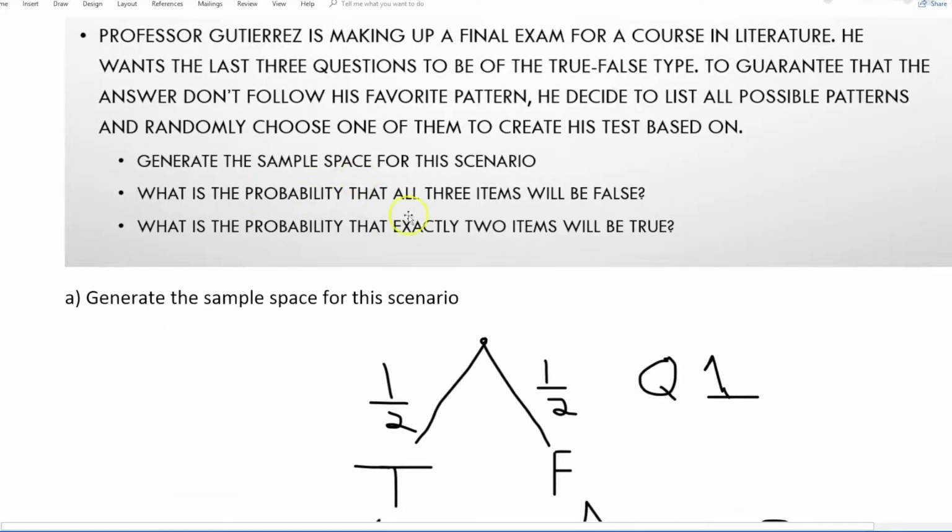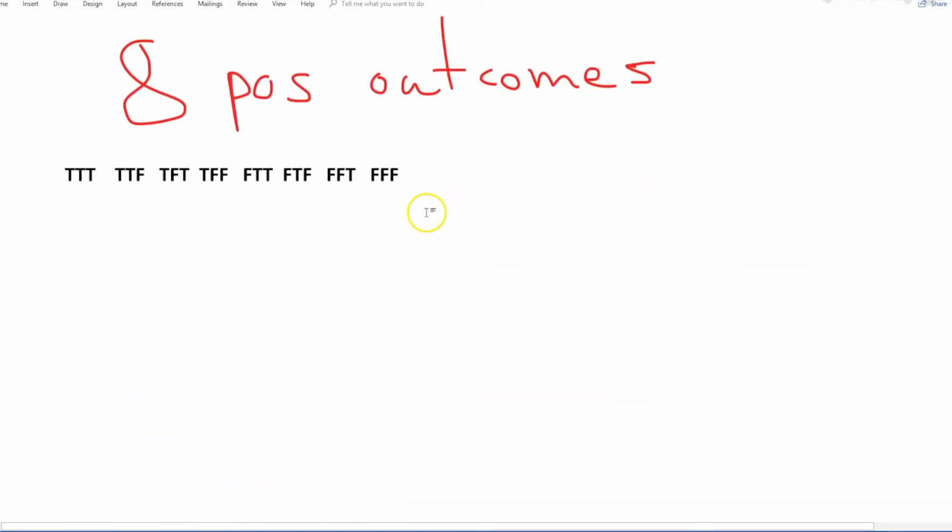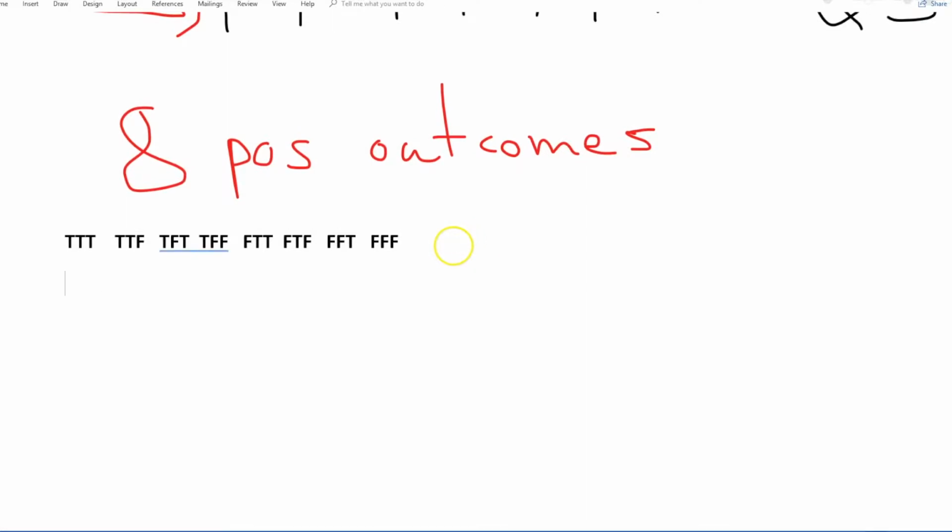So what is the probability that all 3 items will be false? How many outcomes have all 3 items false? 1, right? So probability all false. There is 1 of them in 8 total outcomes. So the probability of all false is 1 out of 8.